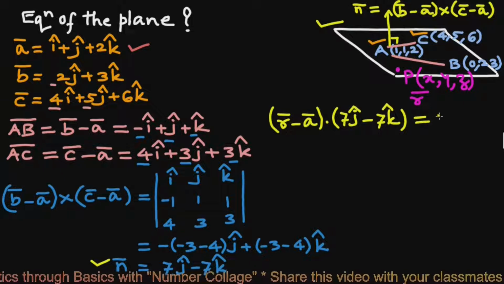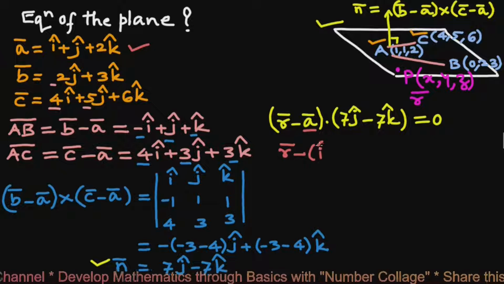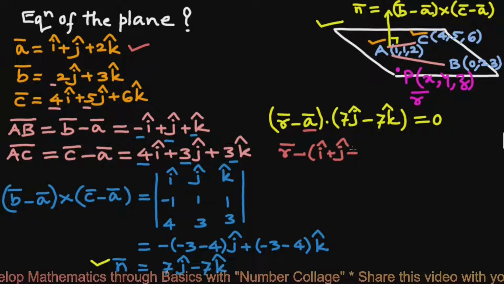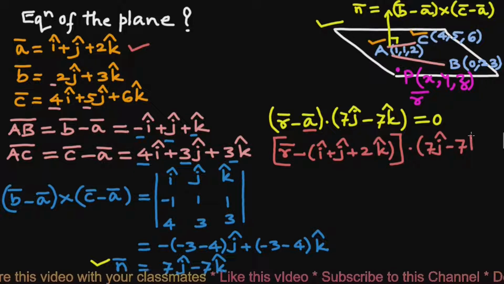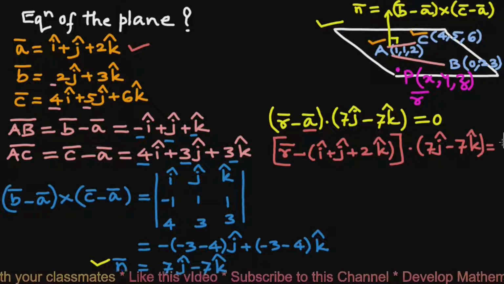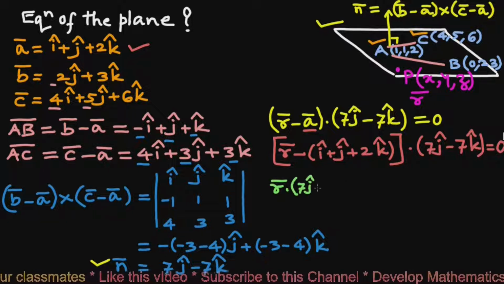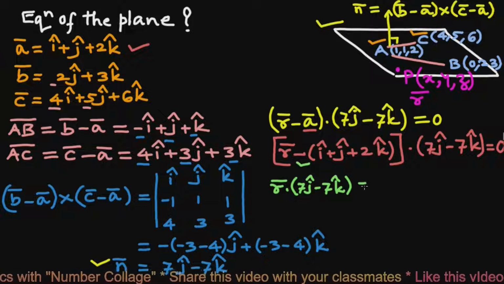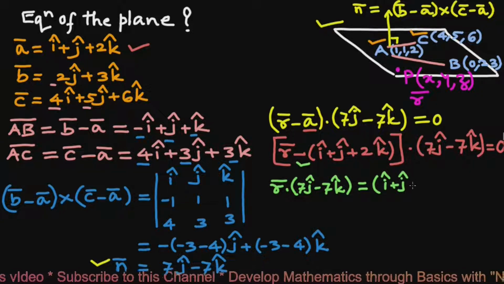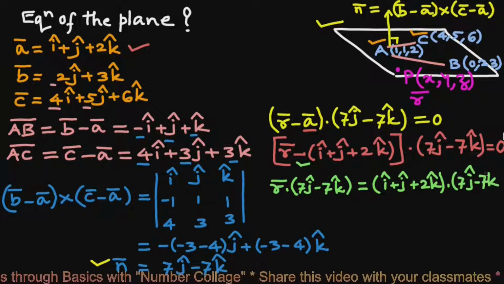We write the equation of this plane as r bar minus a bar dot the normal vector 7j cap minus 7k cap equals 0. That will be r bar minus a bar, which is i cap plus j cap plus 2k cap, dot 7j cap minus 7k cap equals 0. So that will be r bar dot 7j cap minus 7k cap, because of this minus sign, equals i cap plus j cap plus 2k cap dot 7j cap minus 7k cap.